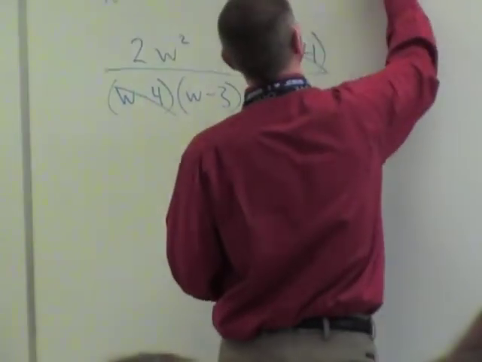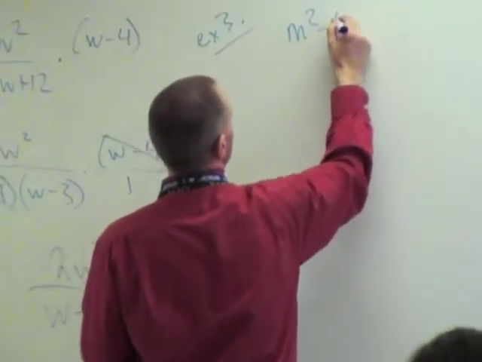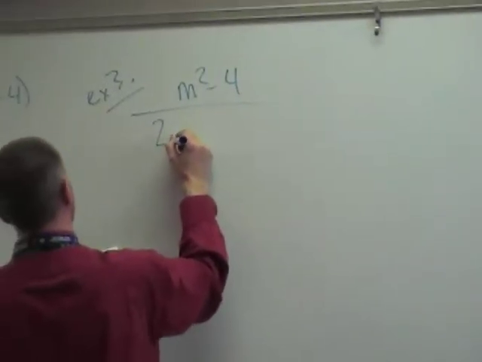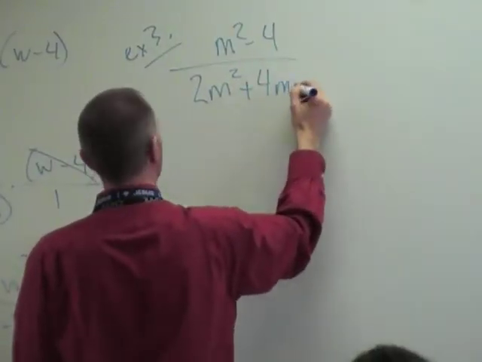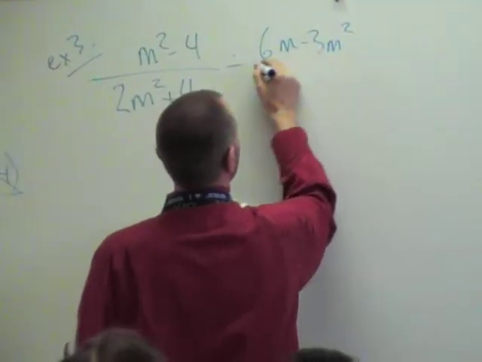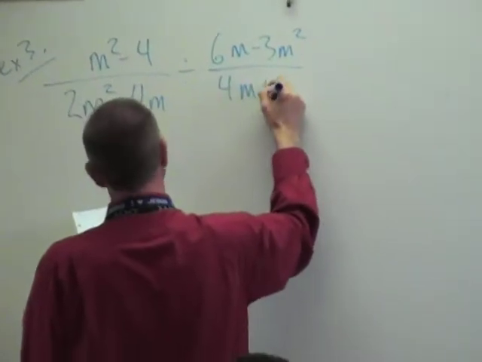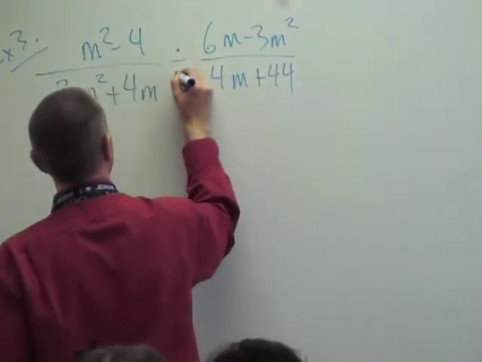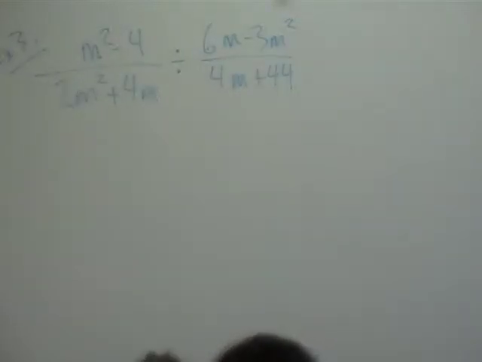All right, example 3. Just keep on going. m squared minus 4 over 2m squared plus 4m, and you divide that by 6m minus 3m squared over 4m plus 44. What does division mean? Times the reciprocal. So factor everything, flip it, reduce. While you're doing that, I'll work it out. Can we flip it before we start? Yeah, I would flip it before, just so you don't lose anything.